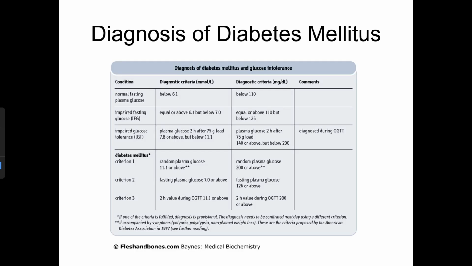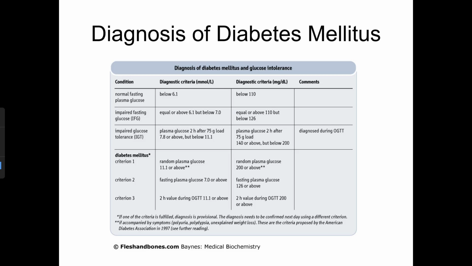So this is a table of the diagnosis. Normal fasting glucose is below 6.1 millimoles per liter, or if we look at mg per deciliter, which is what you're more commonly going to see on a qualifying exam or an exam for this class, below 110. If it's 110 to 126, you have impaired fasting glucose, or plasma glucose 2 hours after a 75-gram load of 140 or above but below 200, impaired glucose tolerance. So that's diagnosed during the oral glucose tolerance test.